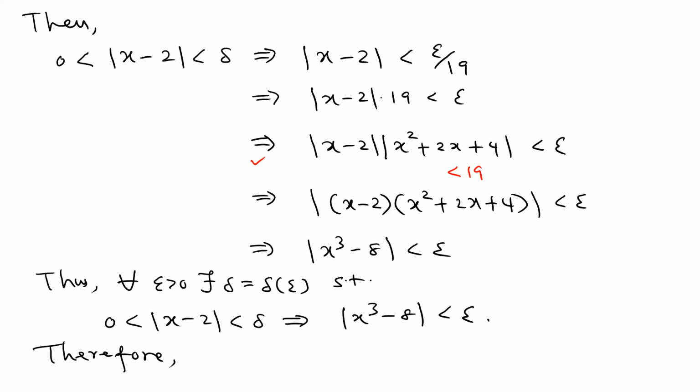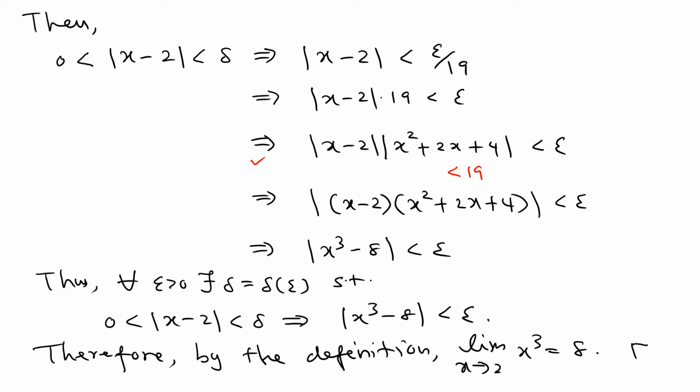Therefore, by the definition, the limit as x goes to 2 of x cubed equals 8. So that completes the proof. You can see that it's a really nice, neat argument. So let's look at the next example.